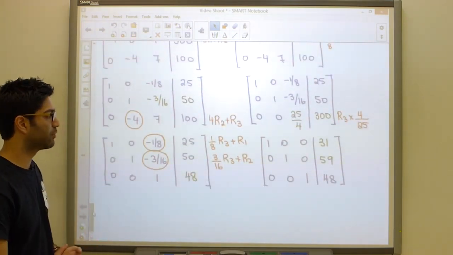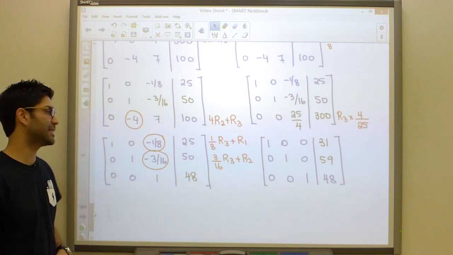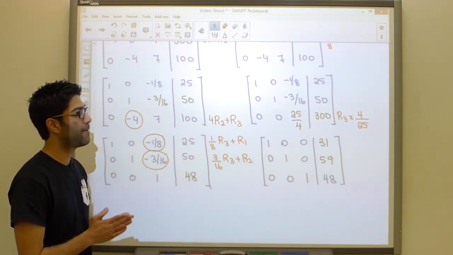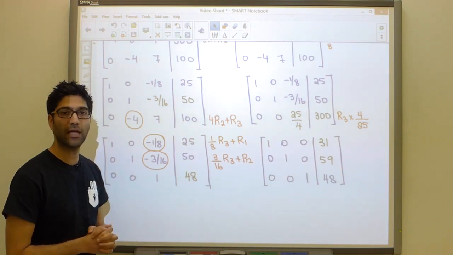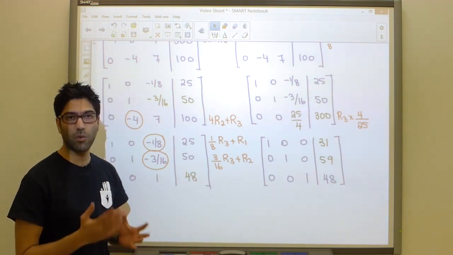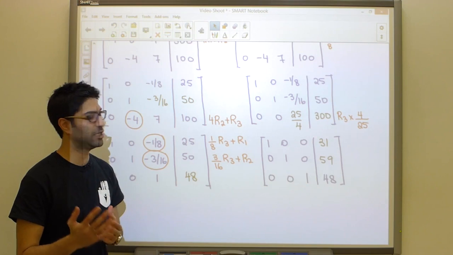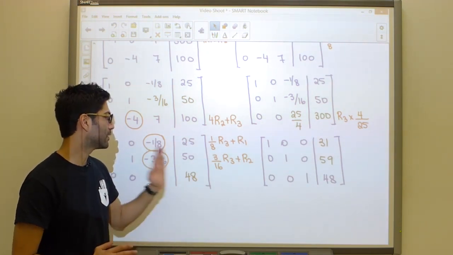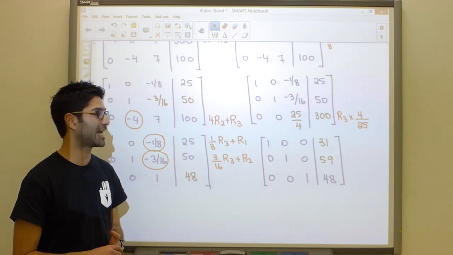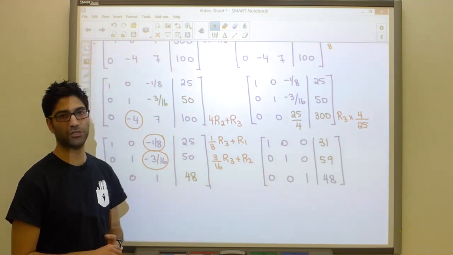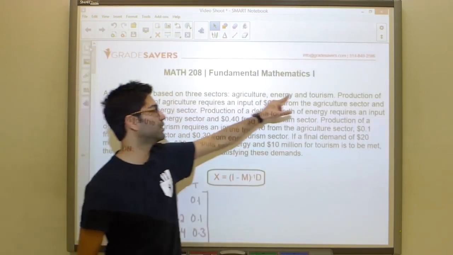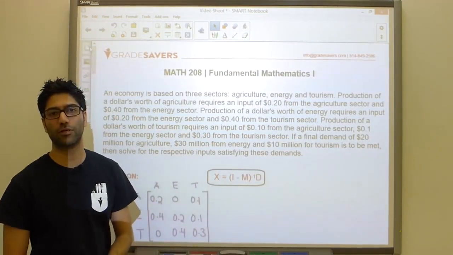Once again, to complete the problem, make sure you write down that exact same sentence. Inputs of 31 million, 59 million, and 48 million are required from agriculture, energy, and tourism, respectively. Make sure you keep the order exactly the same as it was provided in the original question. They had said agriculture, energy, and tourism, and so you keep that same order.